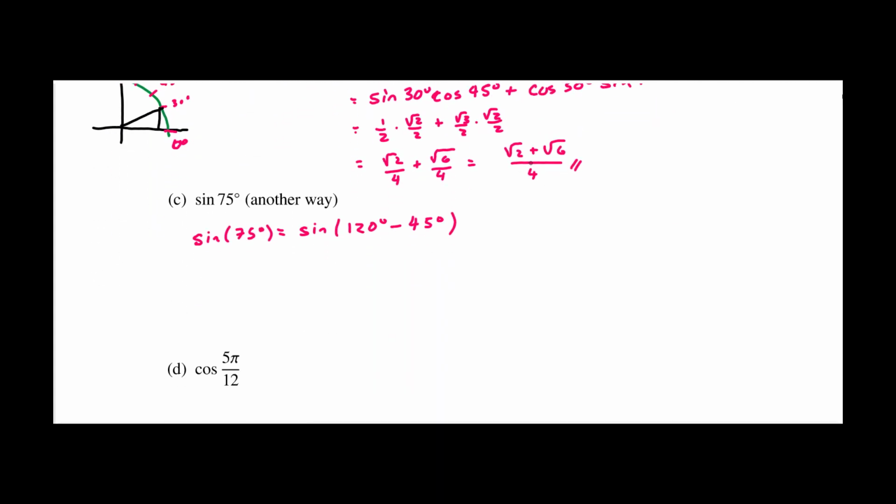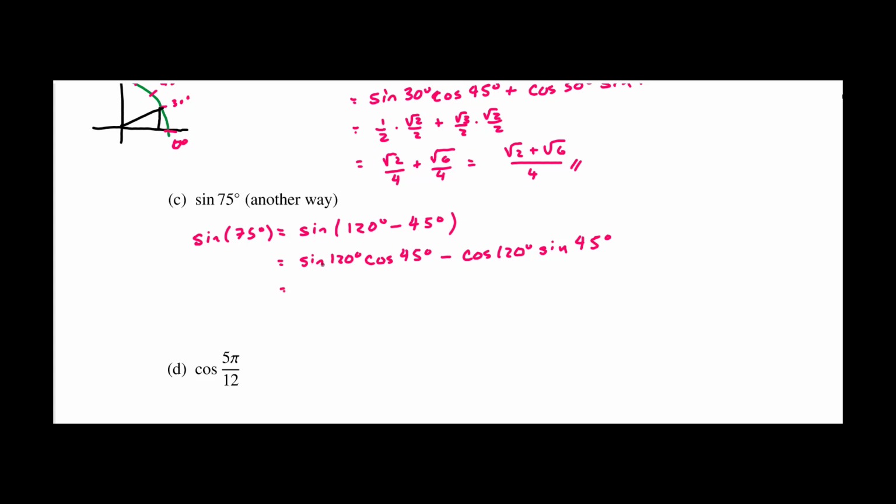So we would write this as the sine of 120 degrees times the cosine of 45 degrees, and then this will be a minus sign here, minus the cosine of 120 degrees times the sine of 45 degrees. So let's see what we end up with.